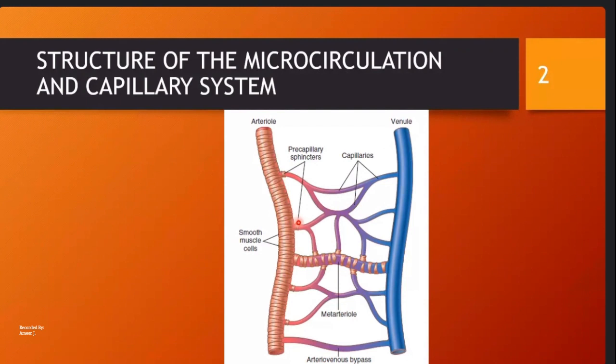In this capillaries bed, the exchange of material, oxygen, gases, carbon dioxide, nutrients, and also different metabolites will take place. Except for this capillaries bed, we have some bypass mechanism or pathway that allows the extra blood that we have in the arterial end to bypass the capillaries bed directly into the venous system.